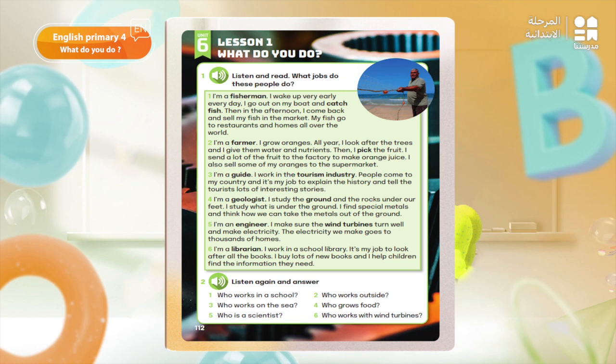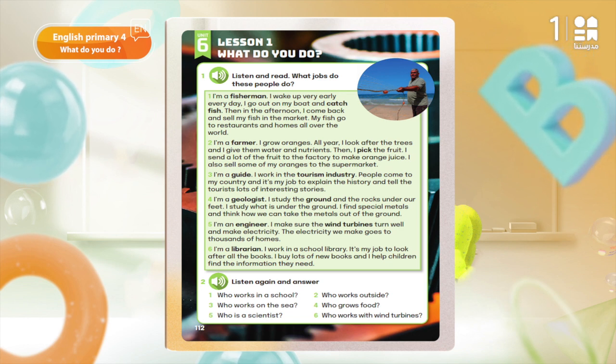Unit 6, Lesson 1, page 112. Exercise 1. Listen and read. What jobs do these people do? 1. I'm a fisherman. I wake up very early every day. I go out on my boat and catch fish. Then, in the afternoon, I come back and sell my fish in the market. My fish go to restaurants and homes all over the world.